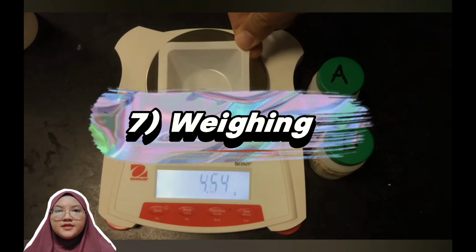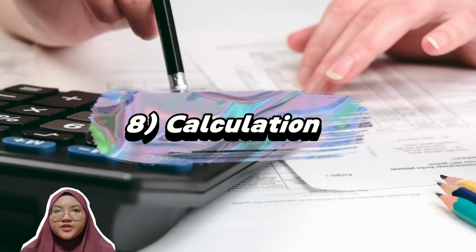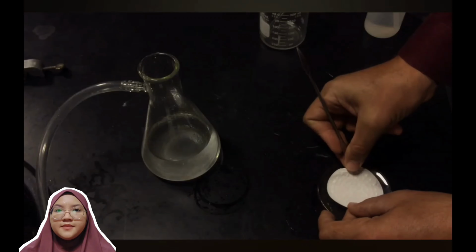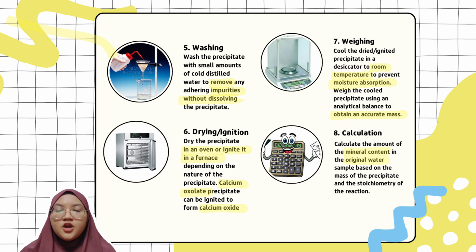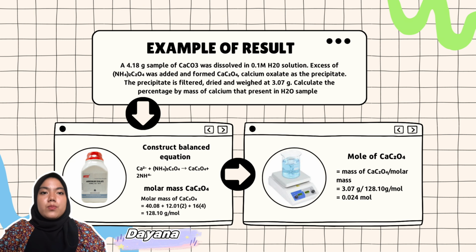Seventh, weighing. Cool the dried or ignited precipitate in a desiccator to room temperature to prevent moisture absorption. Weigh the cooled precipitate using an analytical balance to obtain an accurate mass. Last but not least, calculation. Calculate the amount of the mineral contained in the original water sample based on the mass of the precipitate and the stoichiometry of the reaction. Without further ado, let's look at an example of results by applying the gravimetric method in calculation.